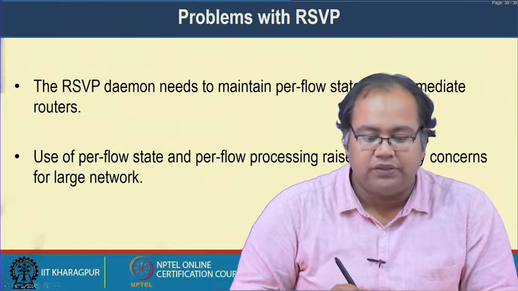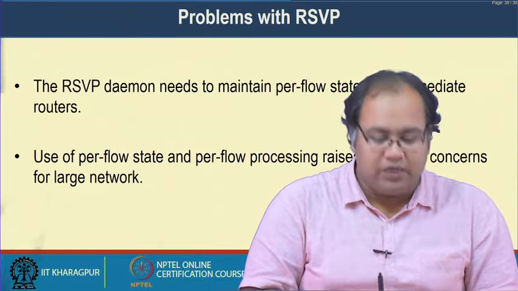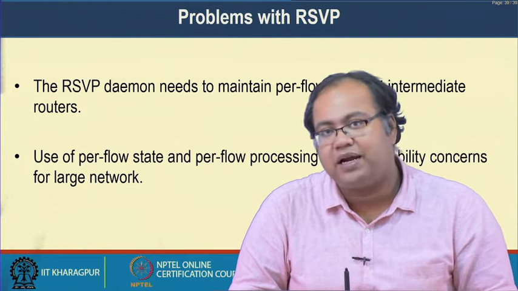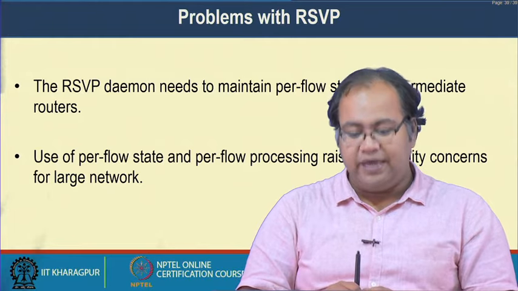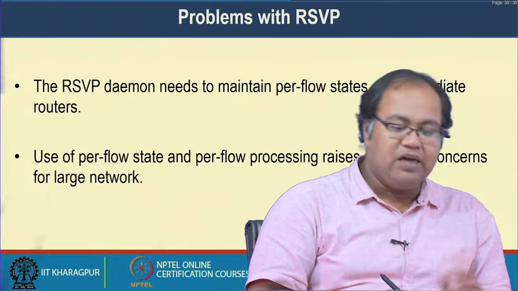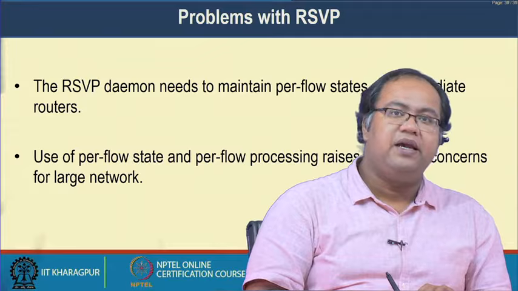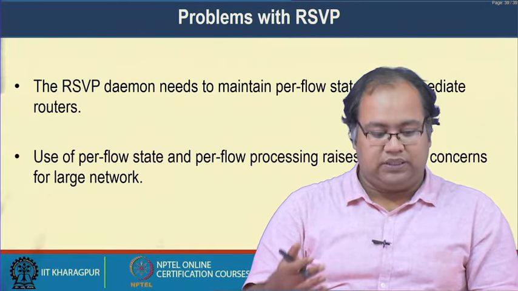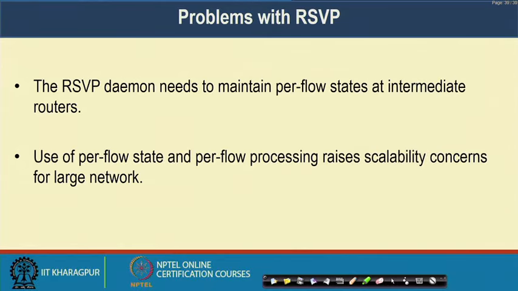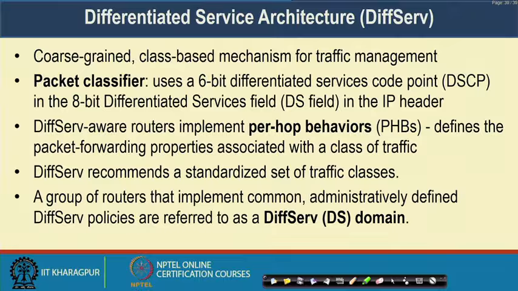Okay. So, the problems associated with RSVP, there are two major problems that I have already pointed out: the RSVP daemon needs to maintain per-flow states at intermediate routers. It is a heavy process. So, the use of this per-flow state and per-flow processing raises scalability concerns over a large network. And that is why from the integrated service architecture we move towards the differentiated service architecture or DiffServ architecture.